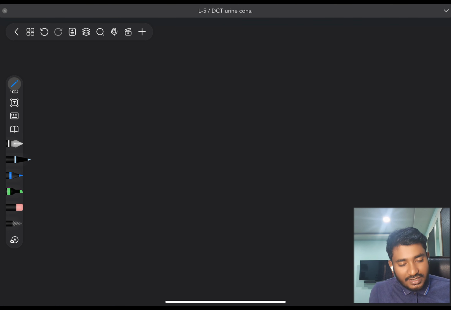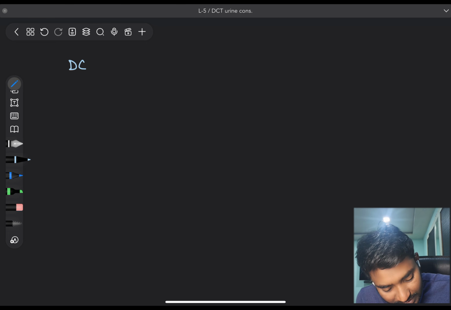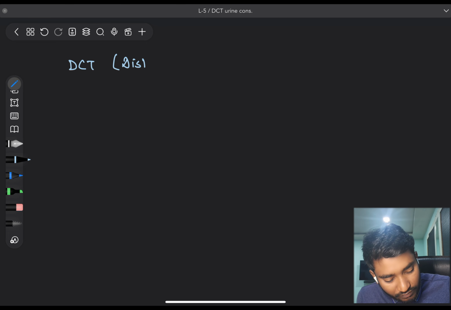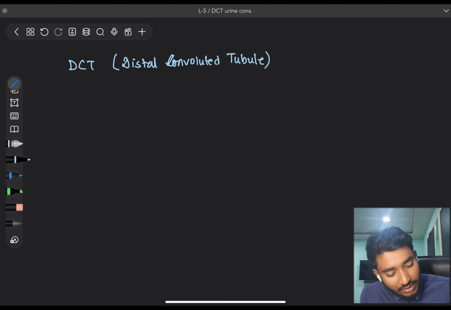And today we will start from the DCT for our ongoing chapter, the human excretion, and we'll continue the next part of the DCT as well as the concentration of the urine. Okay, so today let's start with the DCT. DCT is a part of the nephron. DCT, the full form is the distal convoluted tubule, and it's a part of the human nephron.